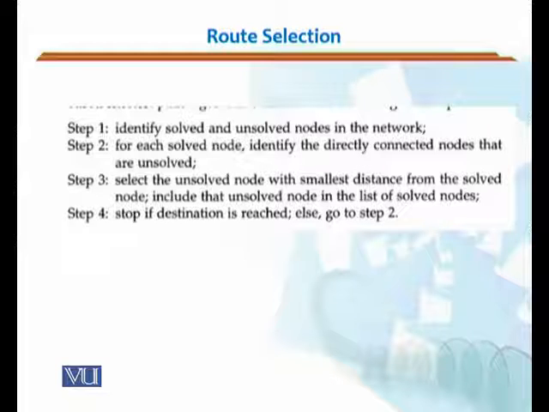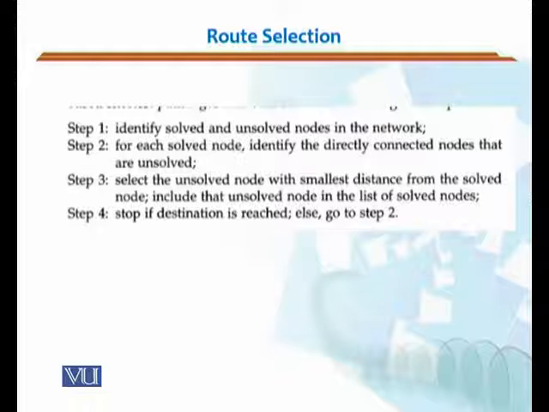Step 2 would be for each solved node, identify the directly connected nodes that are unsolved. So if we have connected a node, that would be called a solved node, and we have to connect that solved node with some unconnected or unsolved node. Step 3 would be to select the unsolved node with the smallest distance from the solved node, and include that unsolved node in the list of solved nodes.